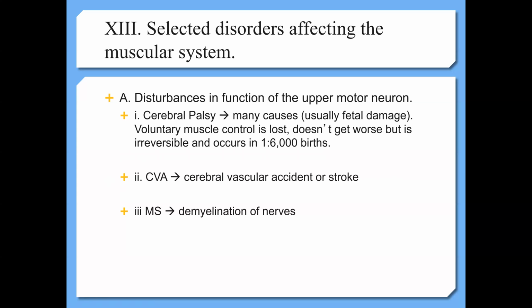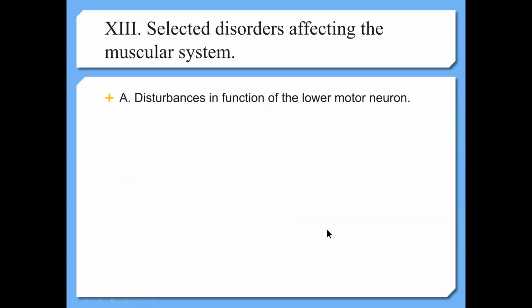And that myelin allows the nerve signal to travel super fast, okay? As opposed to a nerve that doesn't have myelin, okay? So if we have demyelination of the nerves, then that is a serious thing, because if that's a nerve that needs to send the signal fast and is no longer sending that signal fast, then whatever it's supposed to be doing could result in a significant problem. So that's multiple sclerosis. So these are three upper motor neuron disturbances.